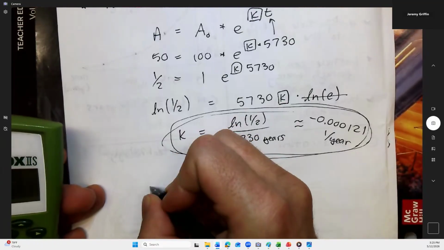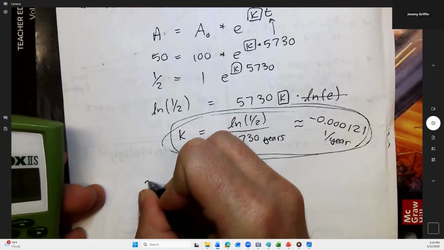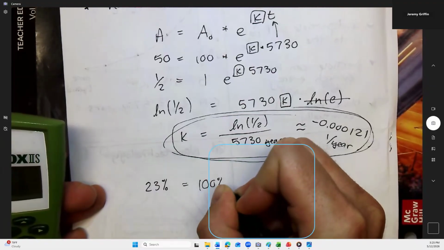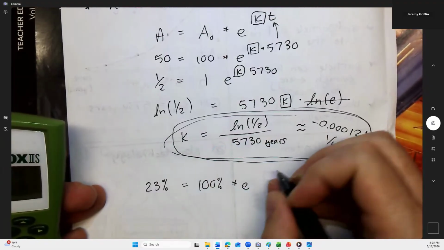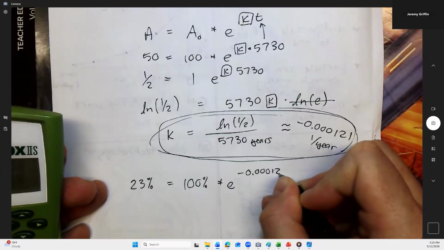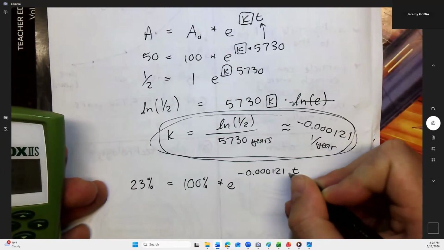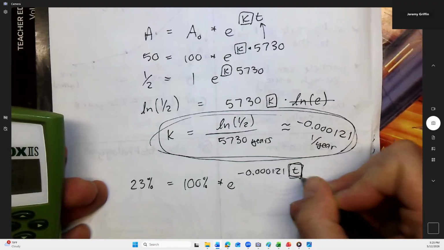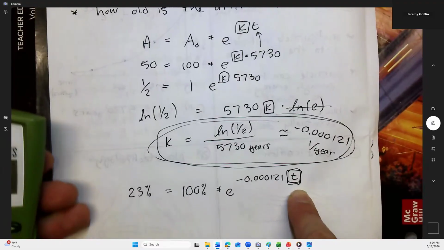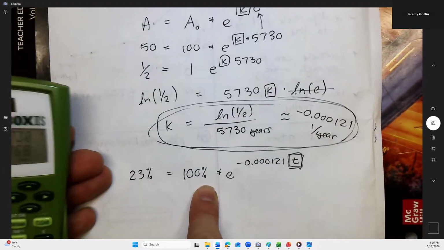We'll say, well, the amount we have is 23% of something that started at 100%, times e to the power of, now I have a value for k, negative 0.000121, 1 over years. But now I'm solving for time. Isn't that the goal, to figure out how old this artifact is? Right? So let's do it. 23 over 100, that's 0.23.